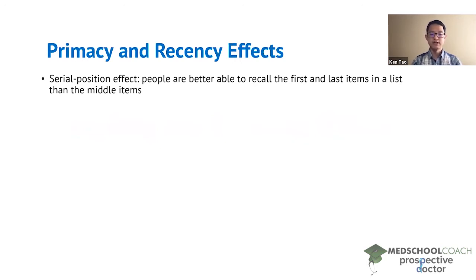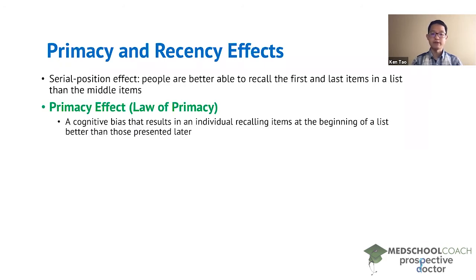As it turns out, the serial position effect refers to the phenomenon that people are better able to recall the first few and the last few items of the list, and they aren't able to recall the items in the middle of the list very well. The serial position effect can be divided into two halves.